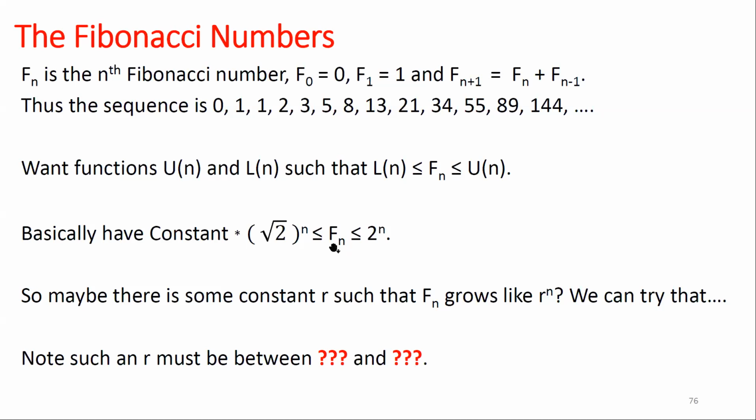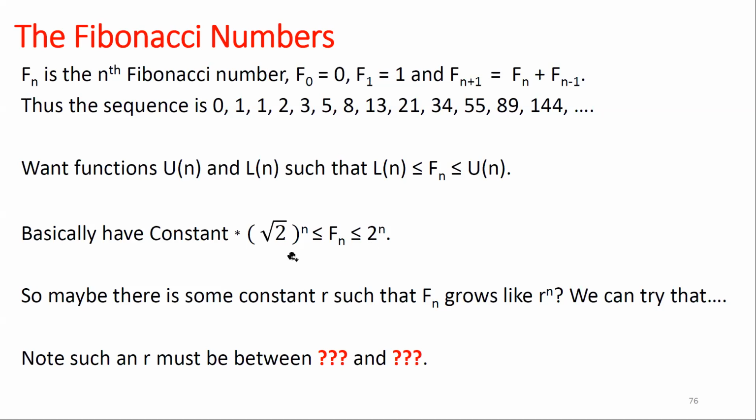You have r to the n is less than or equal to 2 to the n, right? So what should r be? It's at most what? If r to the n is less than or equal to 2 to the n, how large can r be? Could r be 5? You can't have 5 to the n less than or equal to 2 to the n. So it has to be less than or equal to 2.